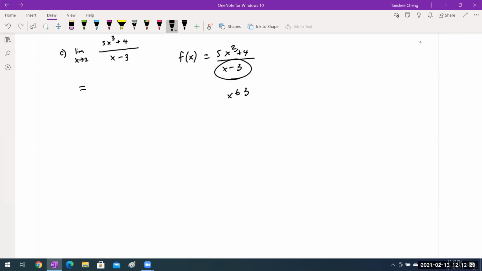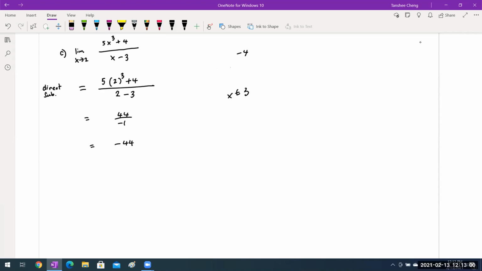So by using direct substitution, this will become 2 to the third power plus 4, over 2 minus 3. Which will give us 8 times 5 is 40, 44, and then 44 divided by negative 1. So therefore, my answer is negative 44. And right here, we applied direct substitution for this problem. The alternative way of doing it is looking at the numerator as a function and the denominator as a function.